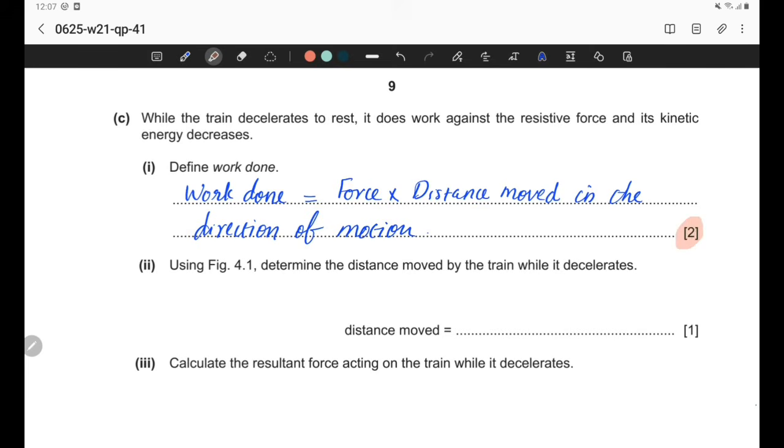Since it is a 2-mark question, you will get 1 mark for writing work done is force into distance. And the second mark is for specifying moved in the direction of the motion.